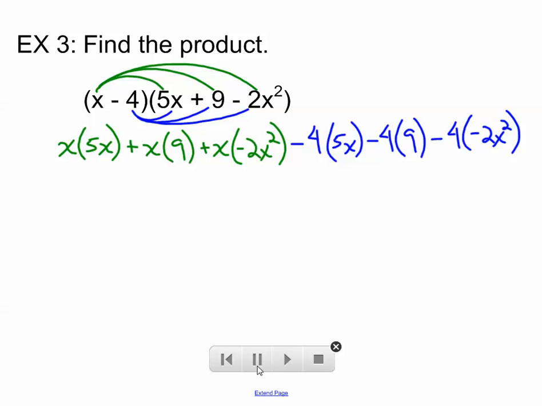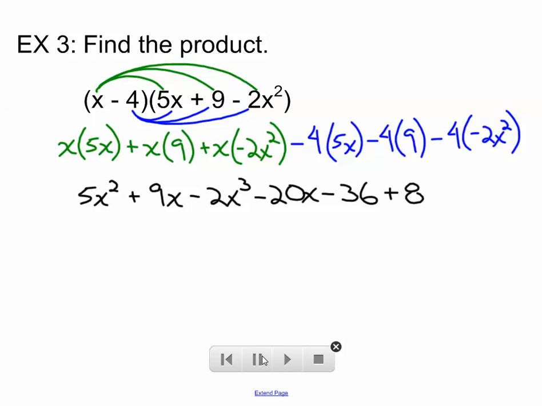Again, this is a step I normally wouldn't show, but it should be pretty clear where everything's coming from. If not, there's more examples in chapter 10, section 10.2 in your book. Let's simplify this expression now. X times 5x is 5x squared. X times 9 is 9x, and x times negative 2x squared is negative 2x cubed. Negative 4 times 5x is negative 20x, negative 4 times 9 is negative 36, and negative 4 times negative 2x squared is positive 8x squared.